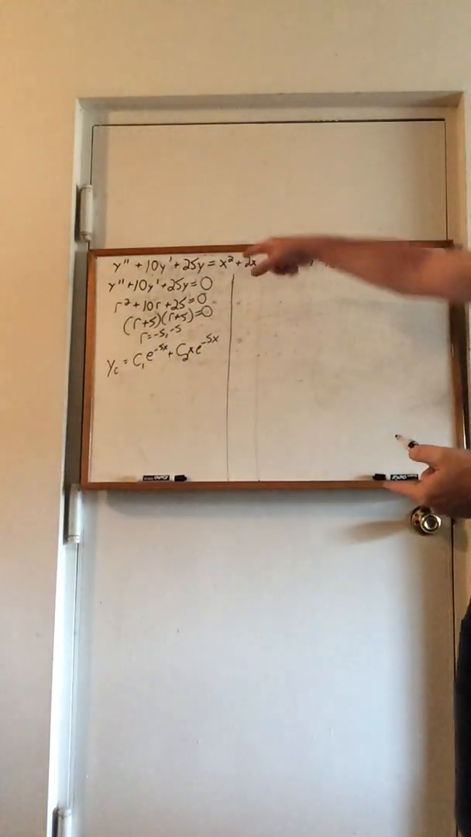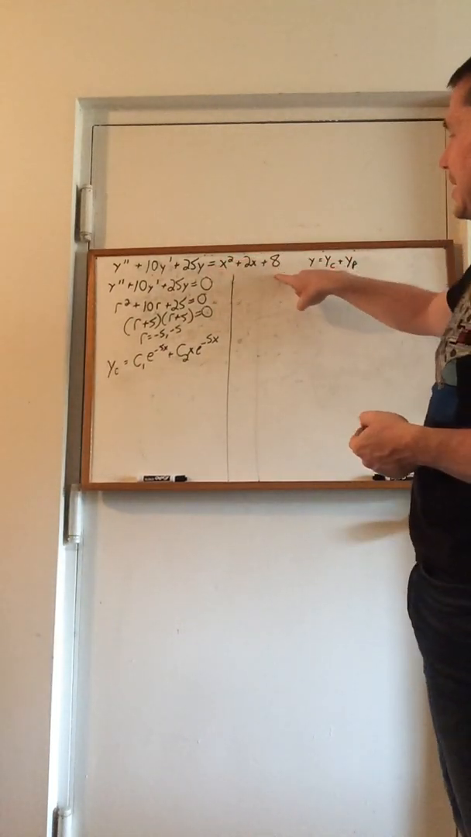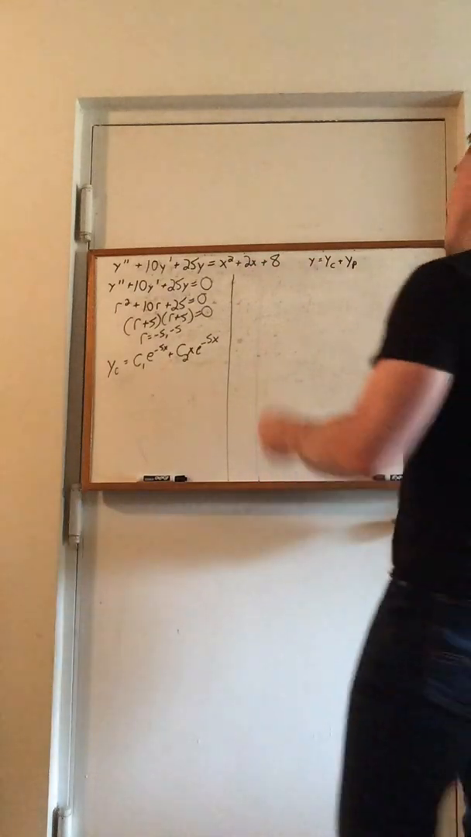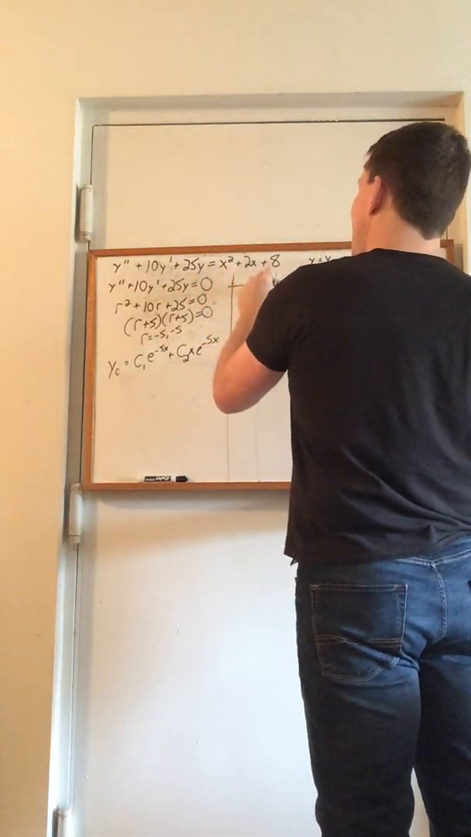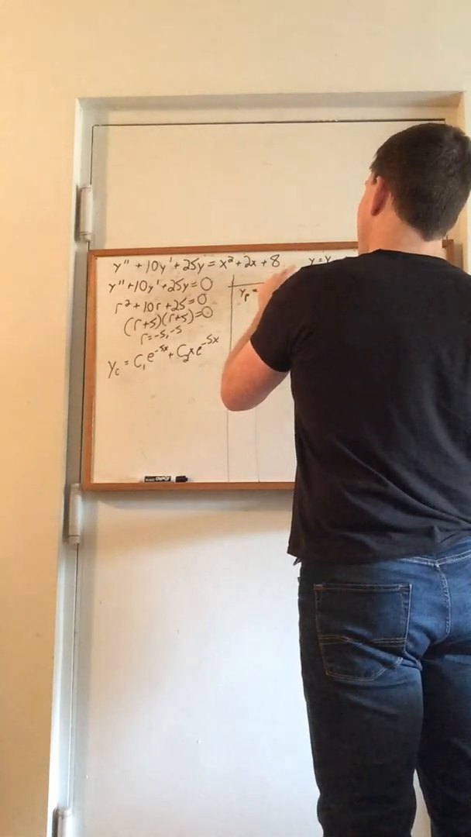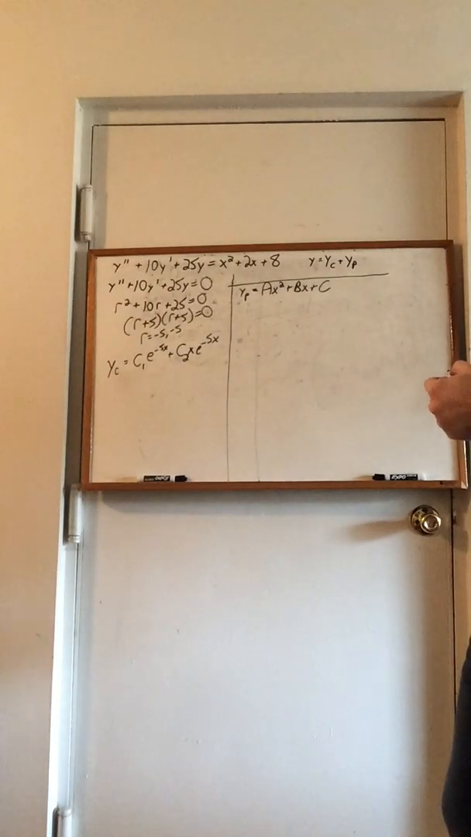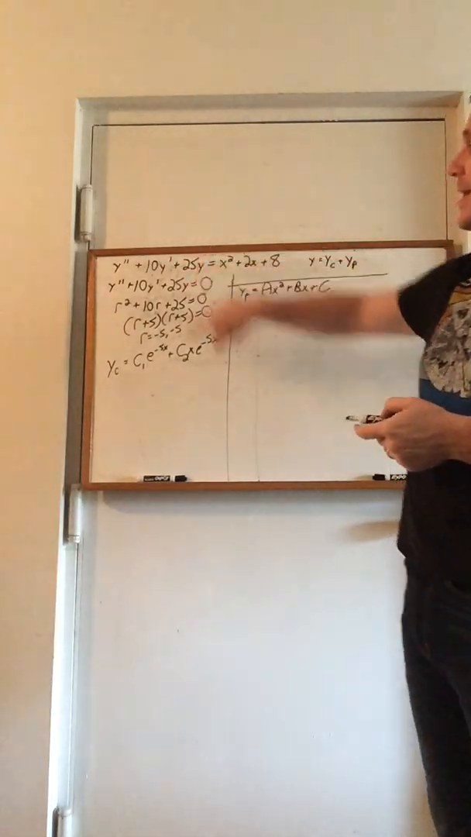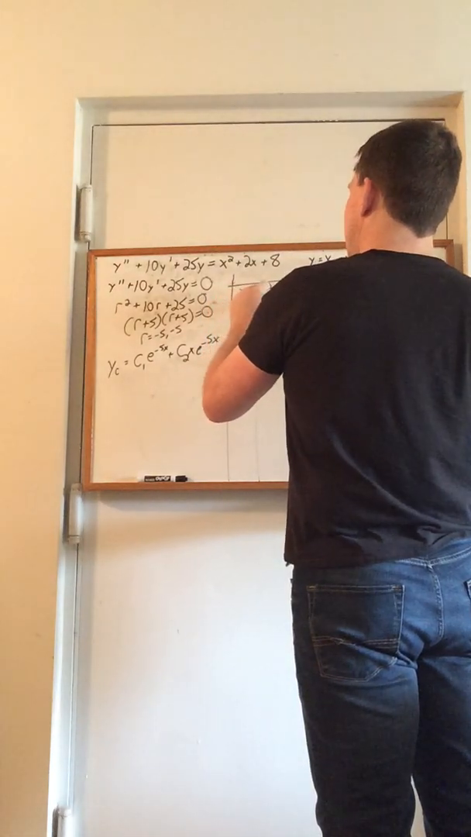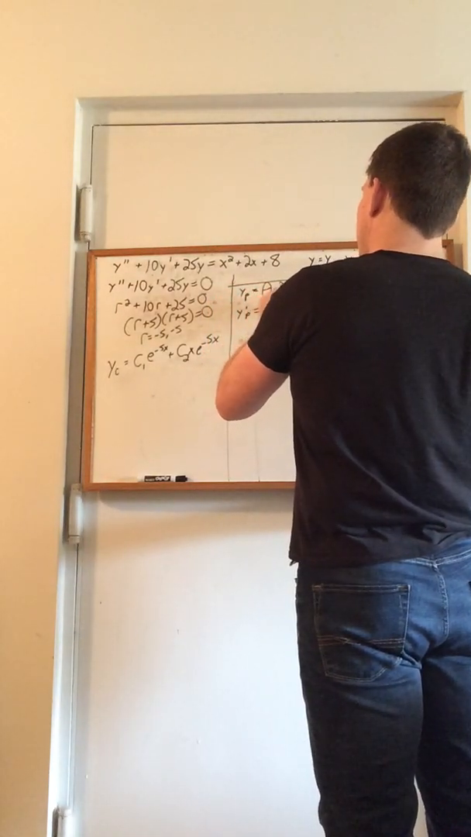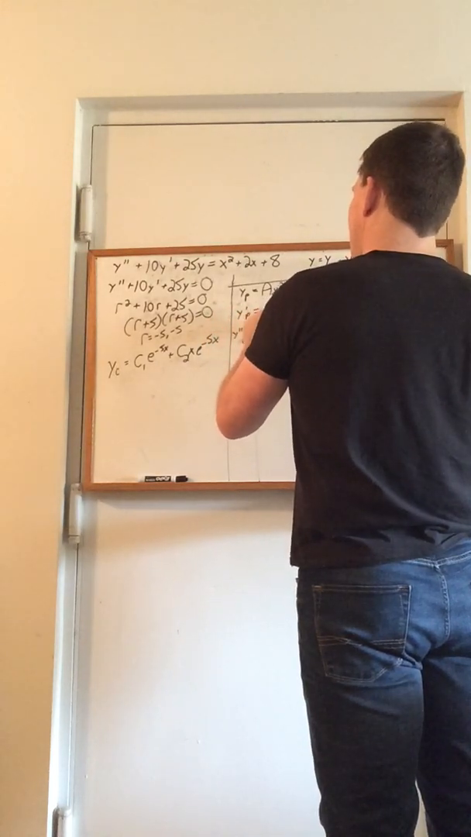That's my complementary solution. Now I do the particular. And we said the trick is, look at this. That's a quadratic. Okay, then my particular solution, y sub p, is going to be a general quadratic: ax squared plus bx plus c. Now I just need to plug this into that, which means I need the two derivatives. y prime of p equals 2ax plus b, and y double prime of p equals 2a.